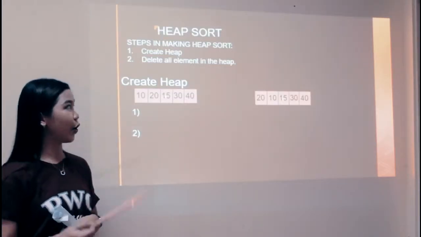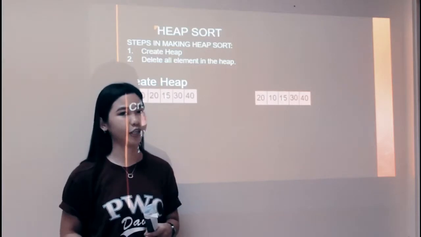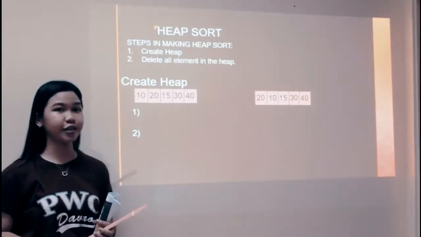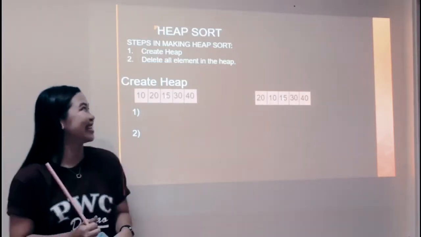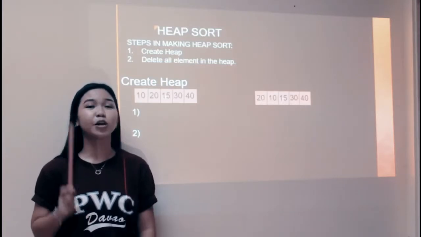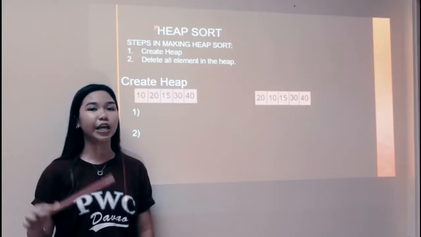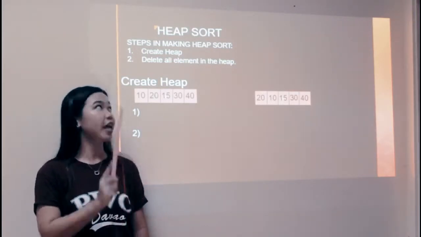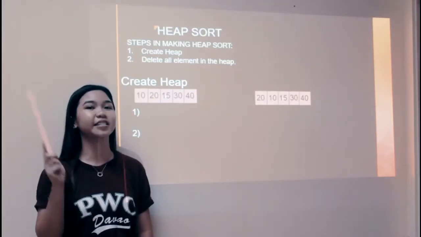Now, we are going to tackle how to make a heap sort. In making a heap sort, you should follow these steps. First, you must create a heap, and second, you must delete all the elements in the heap. Once you delete the elements from the heap that you have created, they will be considered as sorted.